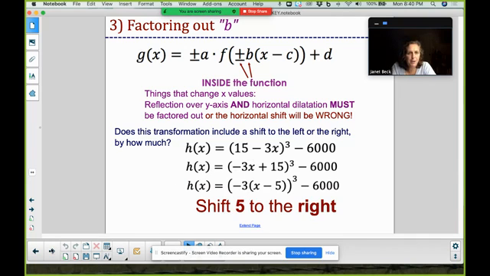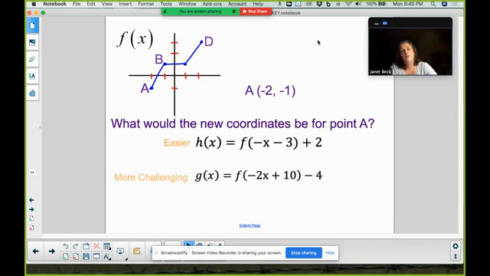And the last part of the lesson today. You can choose an easy one or a more challenging one, or why not do both? What would be the new coordinates of point A if you were building these two functions, h of x and g of x? As you can see, they're both based on f of x. Up here is a graph of f of x. We're not going to make you do the whole graph. Let's just look at point A. Point A is at (-2, -1).